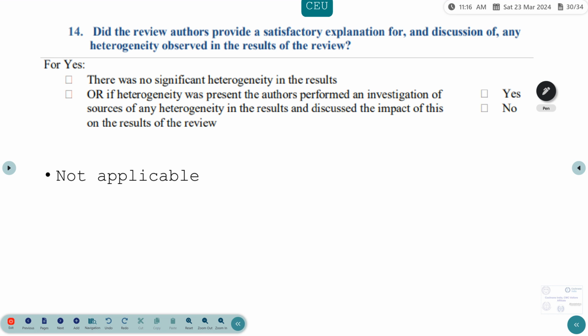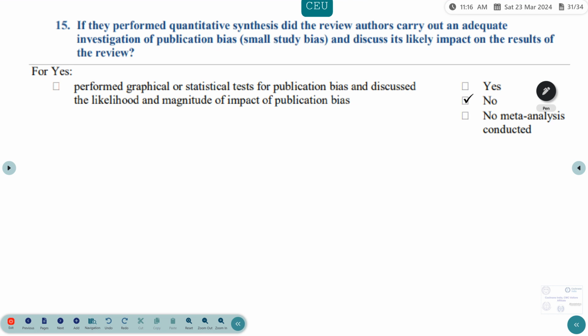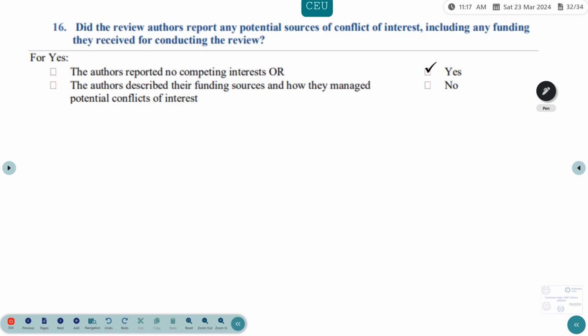If they performed quantitative synthesis, did the review authors carry out an adequate investigation of publication bias? In this paper, they had not mentioned anything regarding a publication bias. Did the review authors report any potential source of conflict of interest? They had reported that there was no conflict of interest with the funding, with the funder.